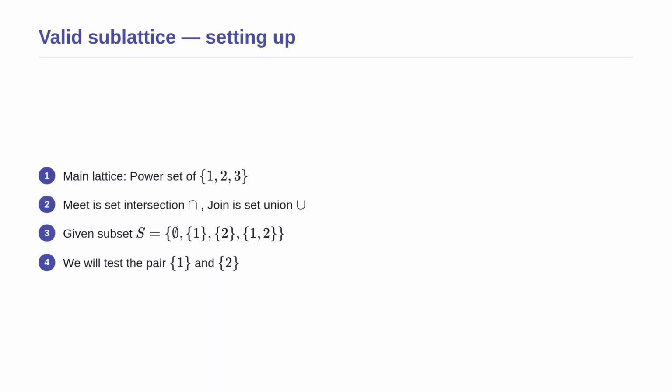Before we move on, let us see this with a concrete example to build confidence. Suppose our main lattice is the power set of the numbers 1, 2, and 3. This means it contains all possible combinations of these numbers. Here, the meet operation is set intersection, finding what two sets have in common. The join operation is set union, combining all elements. We are given a smaller subset S containing the empty set, the set {1}, the set {2}, and the set {1, 2}. We need to determine if this is a valid sublattice by testing pairs.